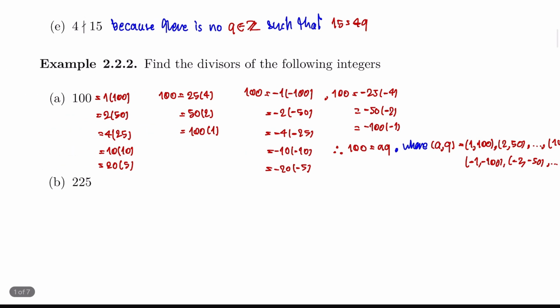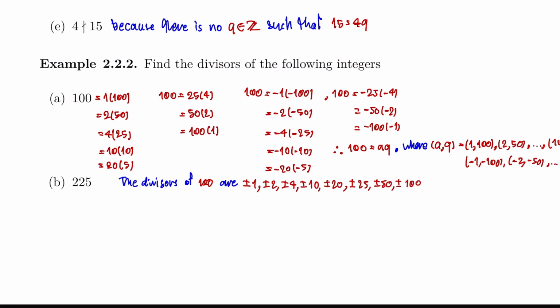So what are the divisors? The divisors of 100 turn out to be plus minus 1, plus minus 2, plus minus 4, plus minus 10, plus minus 20, plus minus 25, plus minus 50, and plus minus 100. These are all divisors of 100.